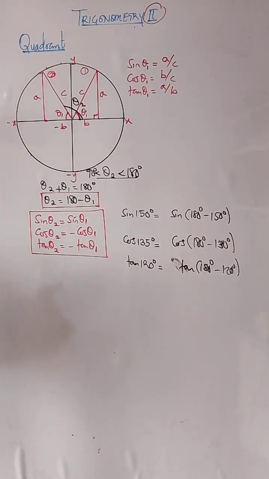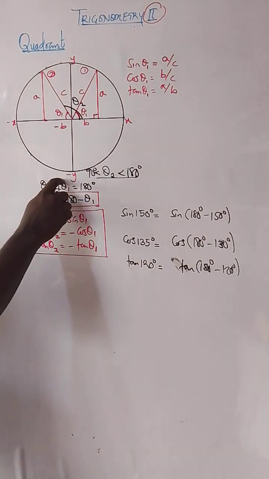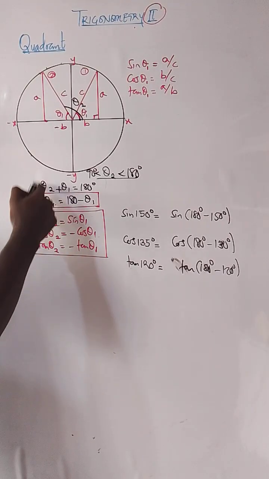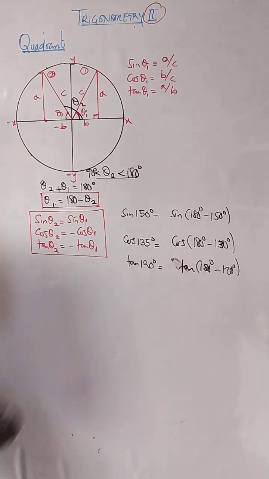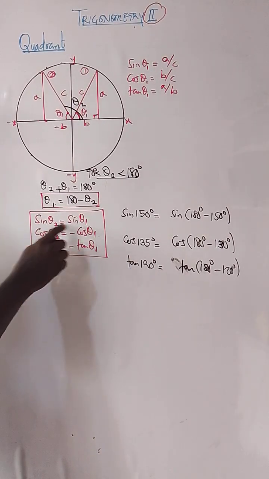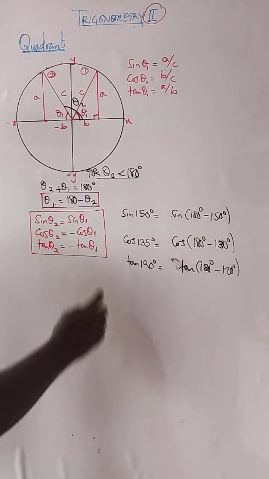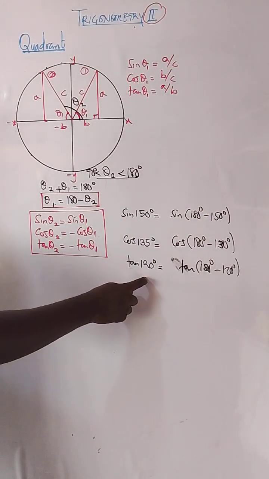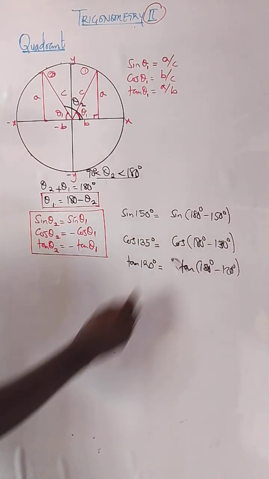Or better still, maybe we should make theta 1 the subject, because most times we want to write our angle in the first quadrant, as an acute angle. If you make theta 1 the subject instead, it means theta 1 will be equal to 180 minus theta 2. Our aim is to express theta 2 in terms of theta 1. So if you know this, we are good to go. Because this is theta 2, if you remove theta 2 from 180, you get theta 1.